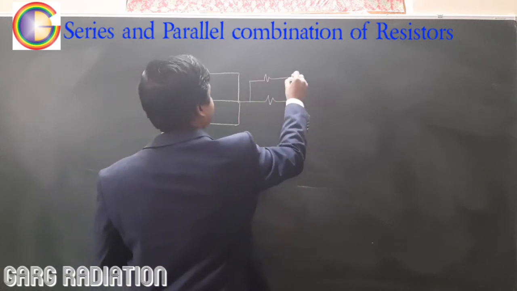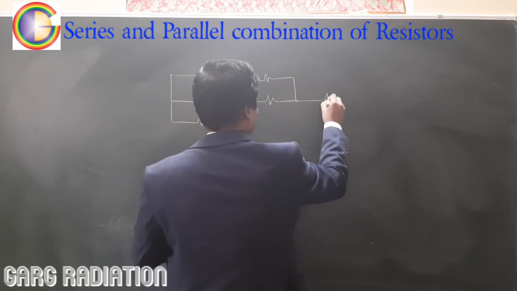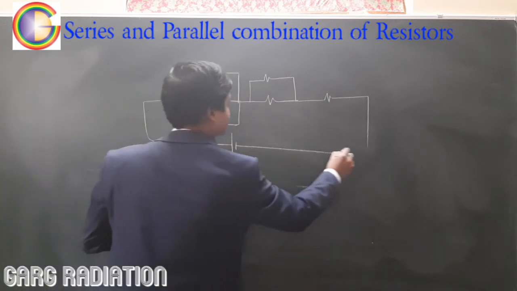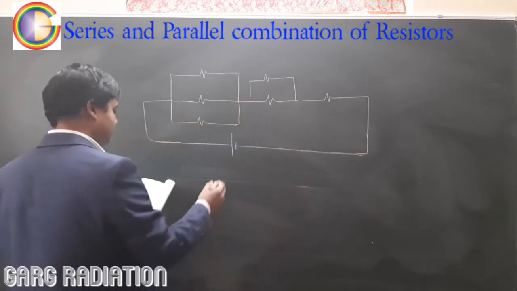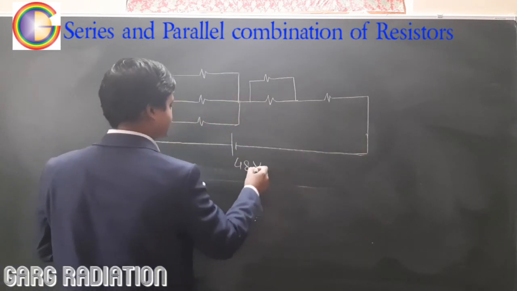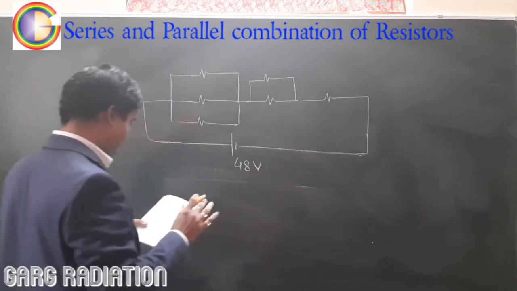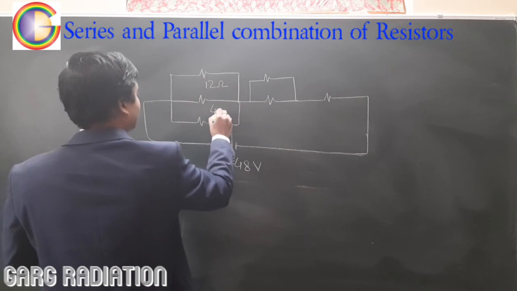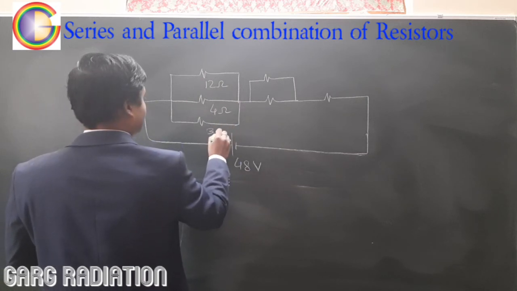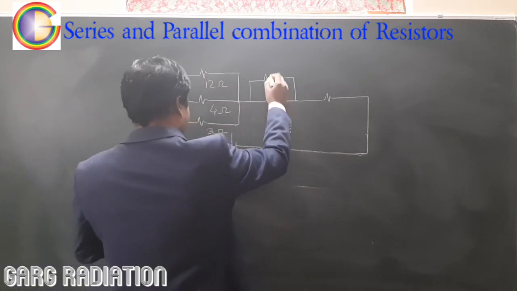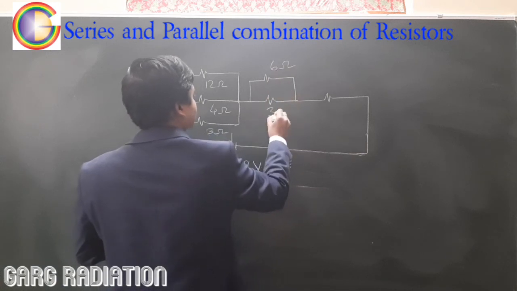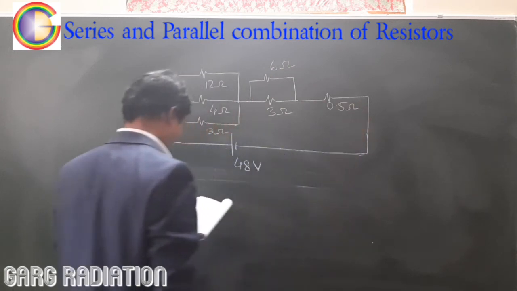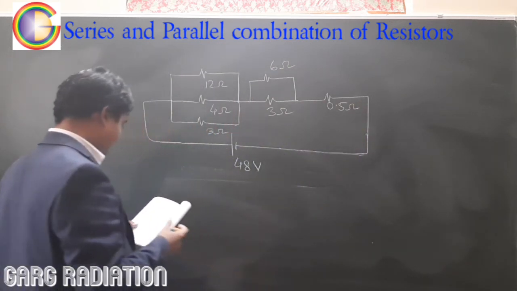In this case specifically, we will use the inverse method. You may also use the voltage method to find current in each resistance, that we have already discussed. That's why we are discussing here. This is 12 ohm, this is 4 ohm, and this is 3 ohm, 6 ohm, 3 ohm, and 0.5 ohm. Okay, so we have to find current in each resistance.